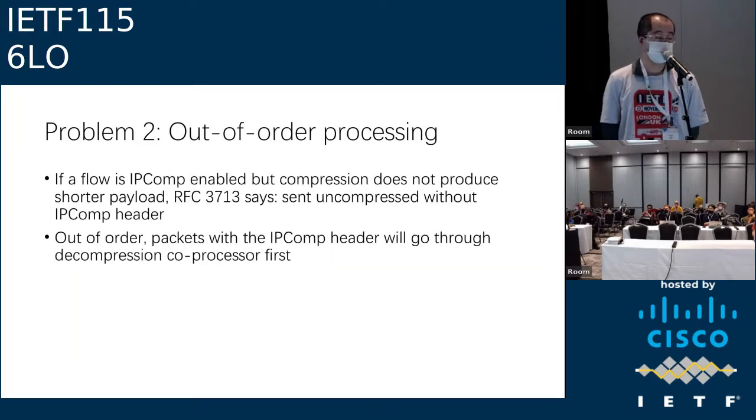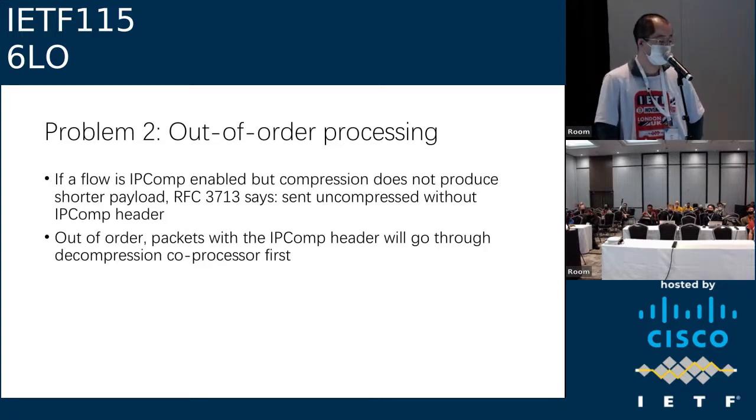And the second problem is out of order processing. Basically, it's because IPComp may produce a longer payload when the compression is not effective, for example. And the RFC says that if compression is not effective, you just send the packet uncompressed without any IPComp header. But on the decompression side, a packet with the IPComp header will go through the decompression coprocessor first, but a packet without the IPComp header will be forwarded directly. So it's a different process. It's called out of order.